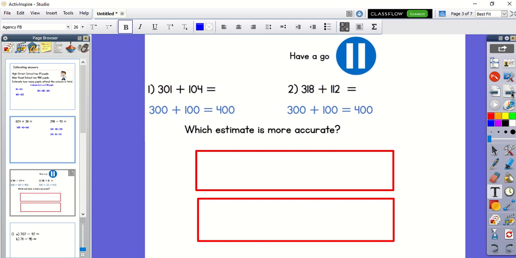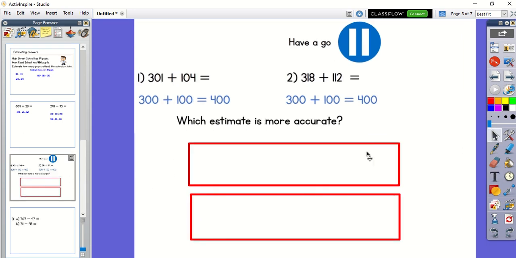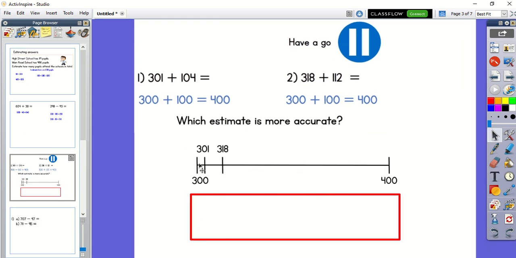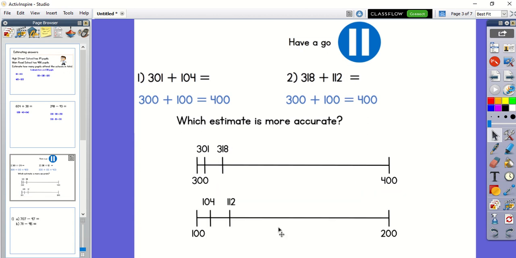Now, if you come across this sort of question, you can solve it by doing this. Draw a number line. So I've drawn my number line between 300 and 400, because that's the number I started with and the number I ended up with. I've then put 301 and 318 on the number line. Now, as you can see, 301 is a lot closer to 300 than 318 is. Then I've drawn another number line, this time between 100 and 200, sorry, don't need to go up to 400. So, I've plotted 104 and 112 on my number line. And as you can see, 104 is much closer to 100 than 112 is.